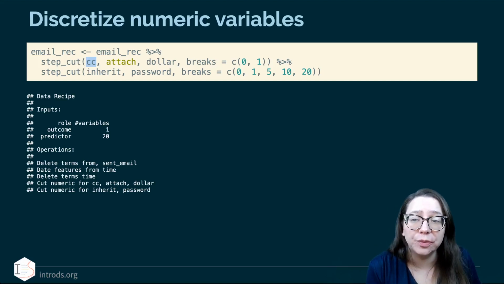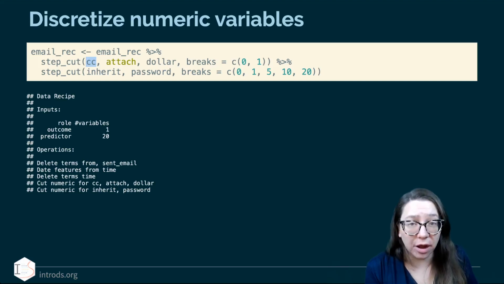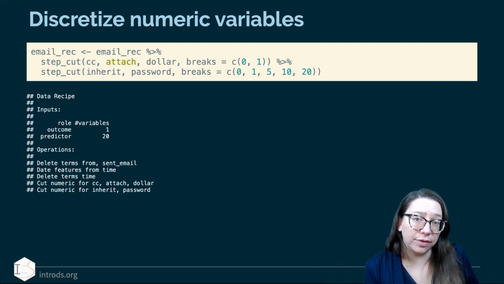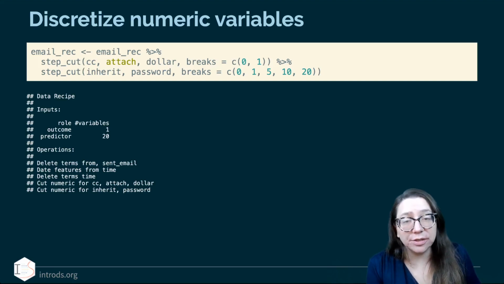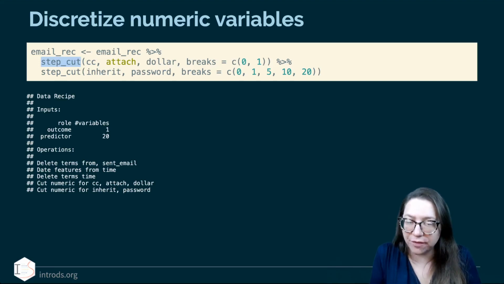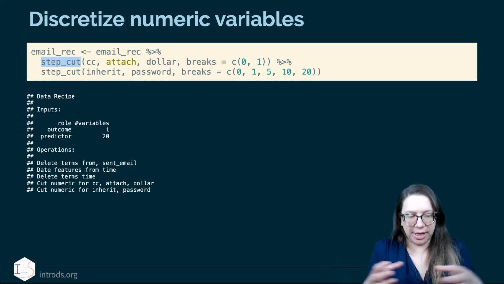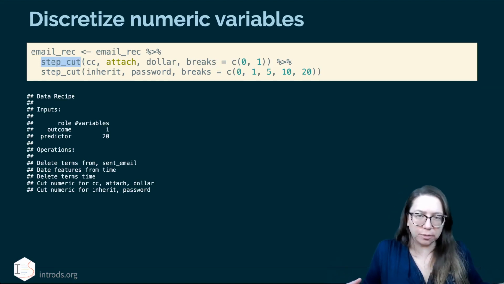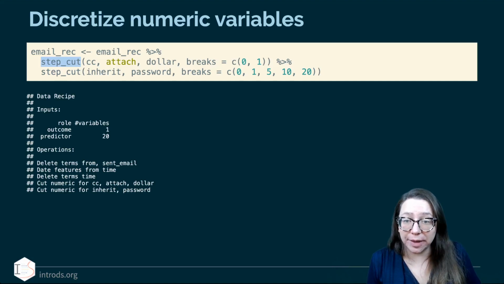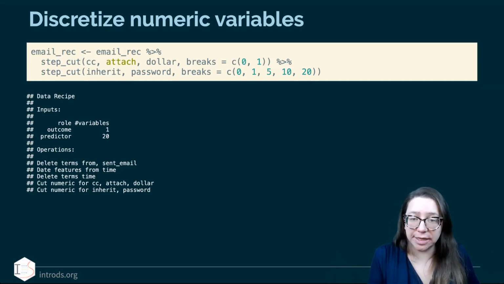So I'll show you two ways of discretizing the numeric variables, and there are other ways that you can read through in the recipes package documentation as well. We're going to use the step_cut function for this, and cut is actually a function in R for taking numerical data and cutting it into bins. That's why the name of this function is step_cut. It can take as many variables as you want. CC, attach, and dollar are all variables from our data frame.